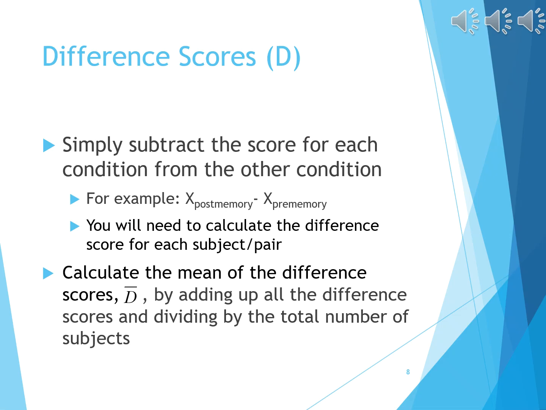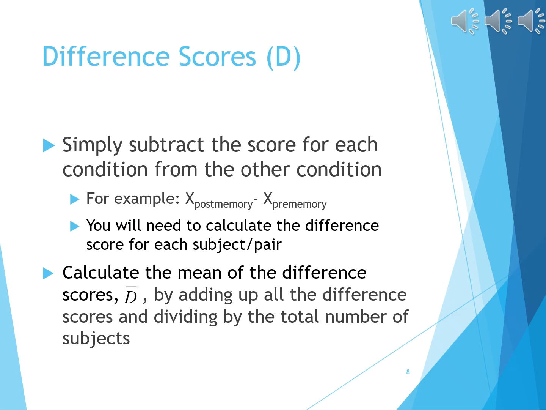It would be the opposite, right? If we did the pre-memory score and subtracted the post-memory score from that, you'd get a negative number. Either way is fine, but you just have to know what those things mean when you're interpreting the difference, and whether something is increasing or decreasing from pre-test to post-test.